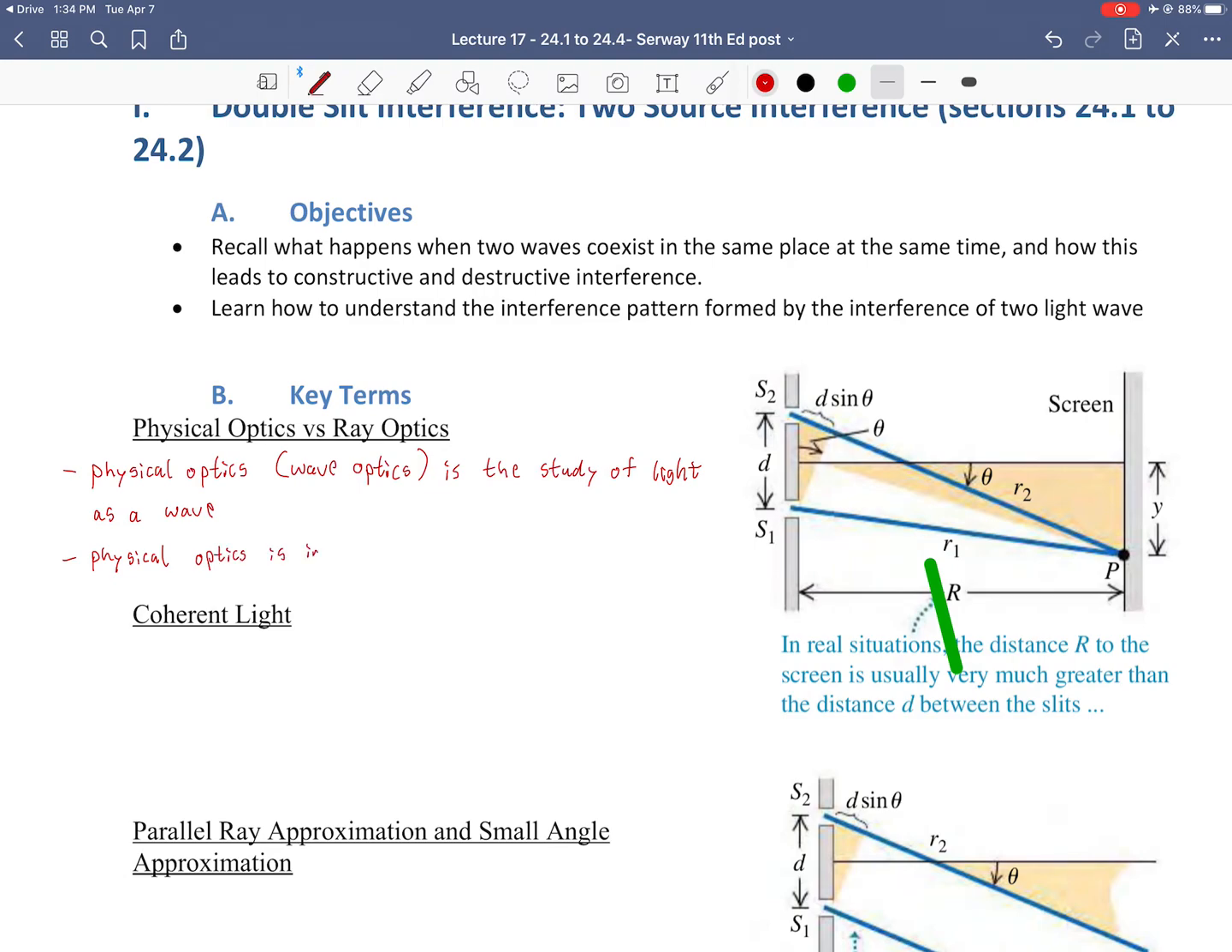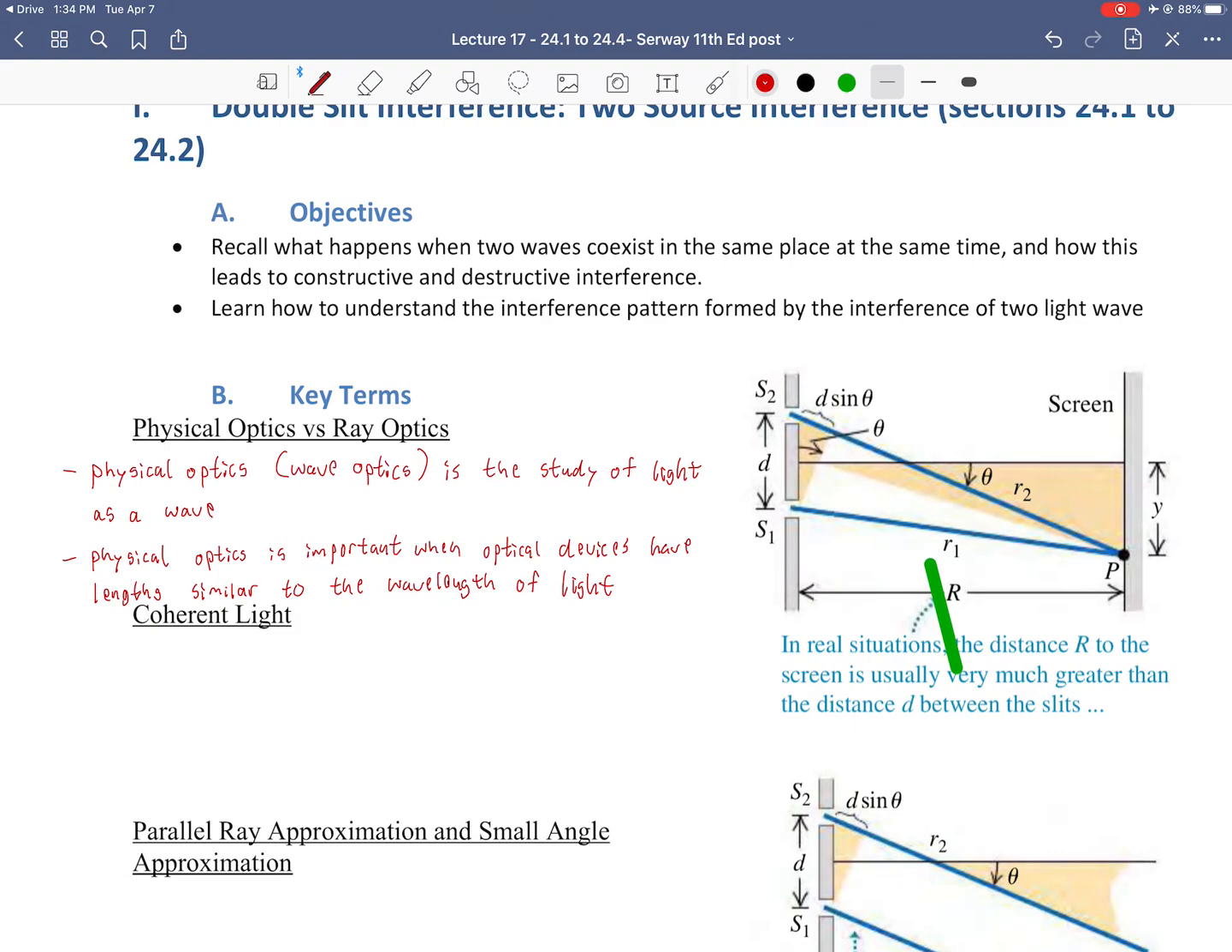So physical optics is important when optical devices have lengths, it could be any length, similar to the wavelength of light. And that would be, of course, the wavelength of light that we're interested in, because light has a wide range of wavelengths.